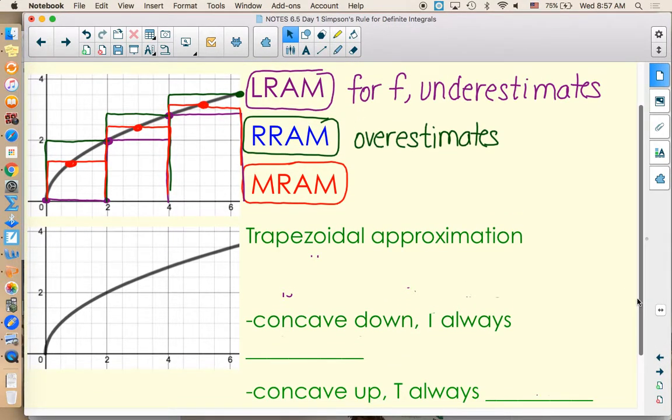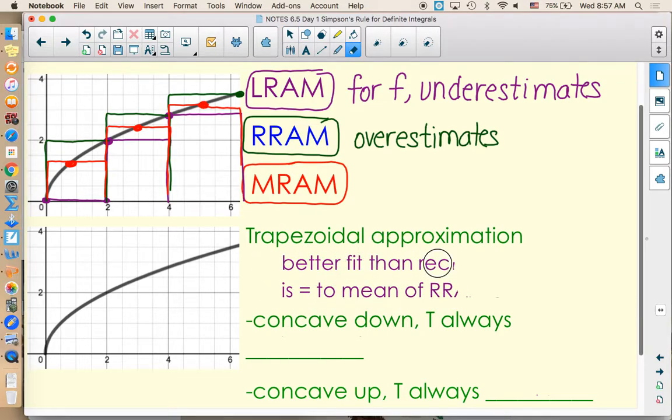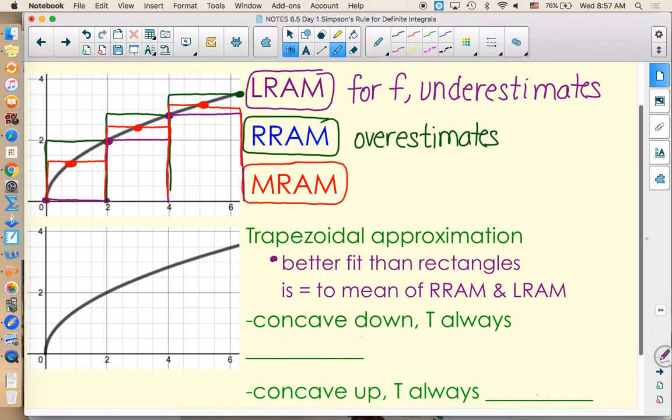So then we moved on to trapezoidal, and we said trapezoidal is almost always a better fit. Even if the graph is rectangular in shape, it would be the exact same. So 2 reasons that we prefer trapezoidal: it's a better fit than rectangles for most curves, and it's equal to the average of the left and the right rectangular approximation values. You can find it that way as well. So it evens out some of that under and over estimation that trapezoids do.